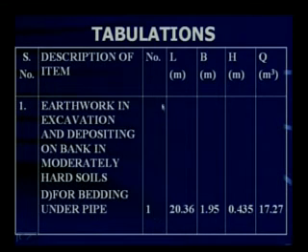There is one pipe, so under the column of numbers you have 1. The length of the pipe, as we have calculated in the earlier slides, is 20.36 meters. The width is 1.95 and the depth is 0.435. Multiply all these numbers: length, breadth, thickness or depth. It comes to 17.27 cubic meters. So, have you observed that we have calculated 4 different areas wherein earthwork is required, is it not?